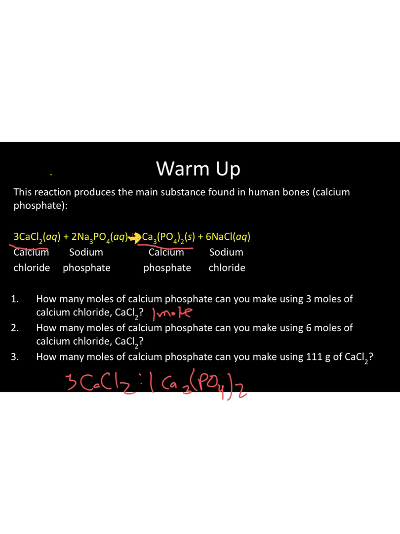The second question is, how many moles of calcium phosphate can you make using 6 moles of calcium chloride? So you can probably look at that and easily figure out, mathematically in your head, that it's 2 moles. But I'm going to ask you guys to actually use these ratios and set up a dimensional analysis using the mole ratios. So what does that look like? We're going to start with our given always. That's the 6 moles of calcium chloride.